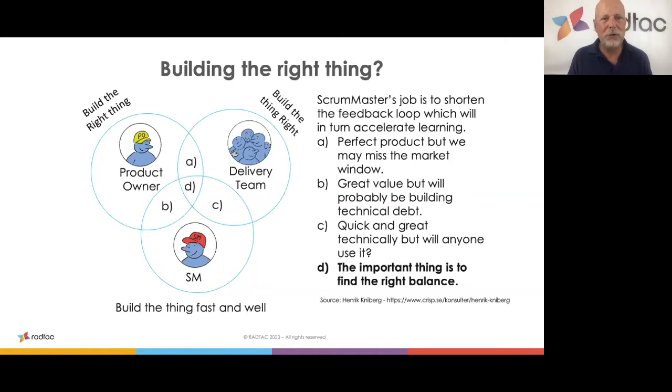Or let's say that the product owner and the Scrum Master are working very closely together. Well, okay, that means we're getting the right business product and we might be building it fast. However, we're not building the thing right. So in other words, you might get lots of what's called technical debt. So the team are taking lots of shortcuts and we're not actually building the thing right.